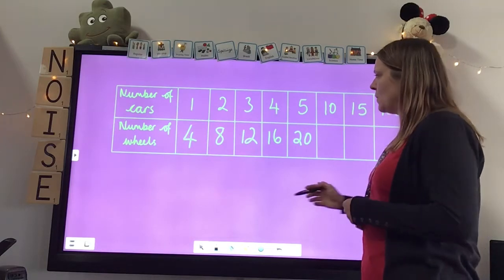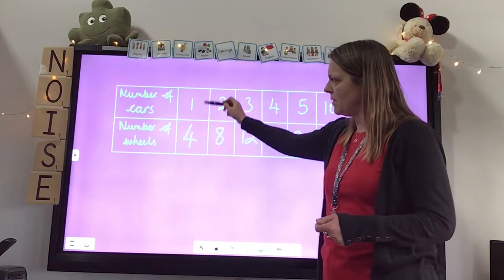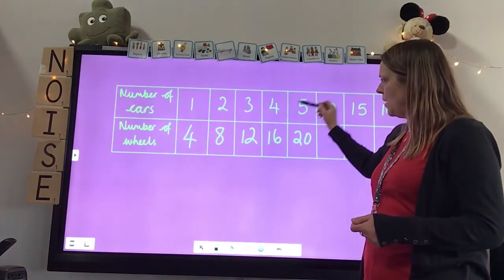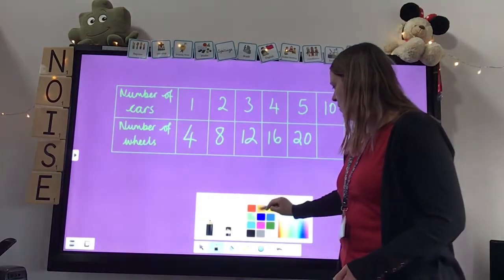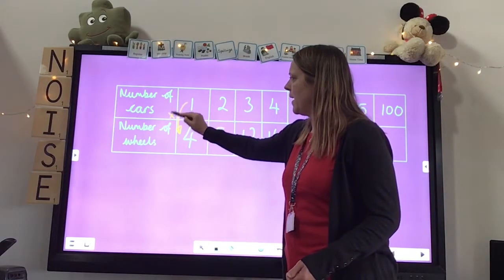So as well as looking at the pattern here in this sequence, I can always look at the pattern here as well to see if I notice a pattern. And what do you notice each time? Let me change the colour to orange. So each time I'm multiplying by 4.